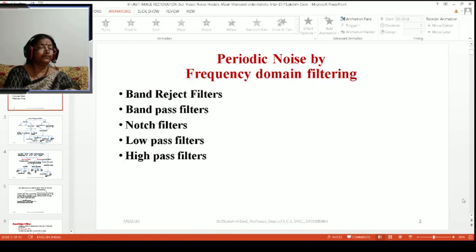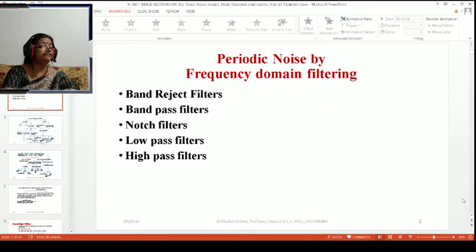As the third unit of digital image processing, we have image restoration, and how we are going to minimize periodic and aperiodic noises. These are the two main categories we have in image restoration. How aperiodic noises are removed, I already covered in the last video, and how periodic noises are removed, I will cover in this video. Periodic noises are removed by frequency domain filtering concepts.